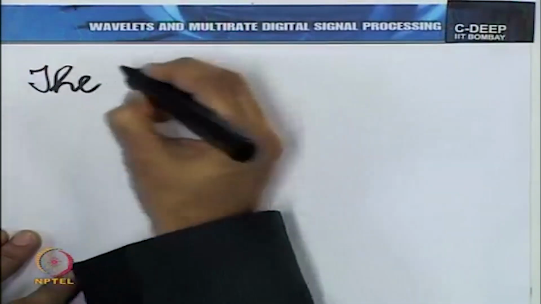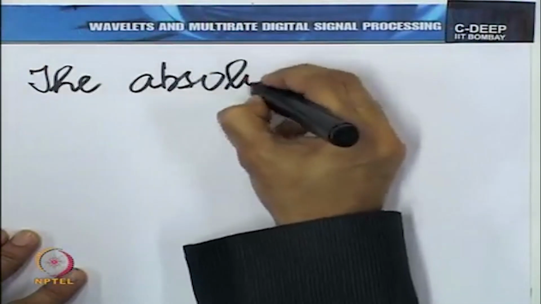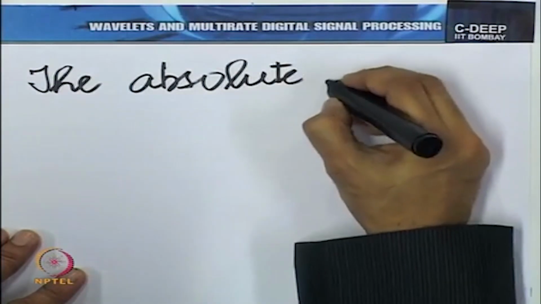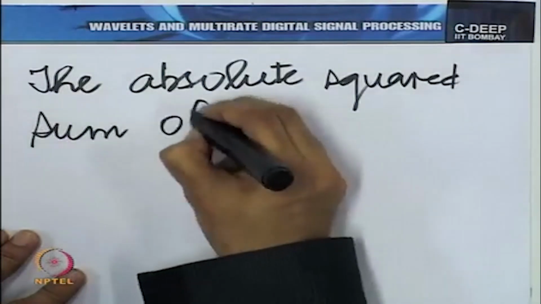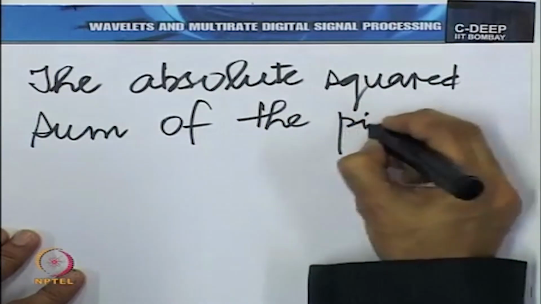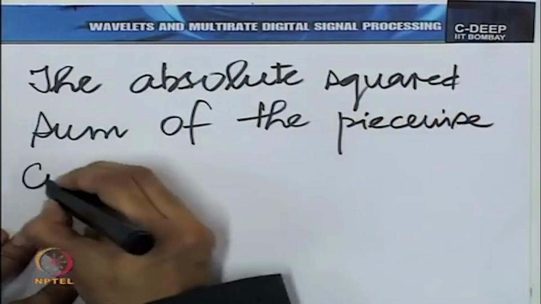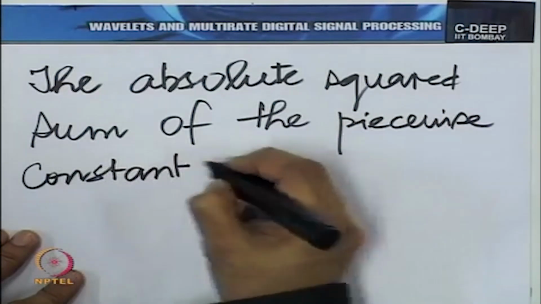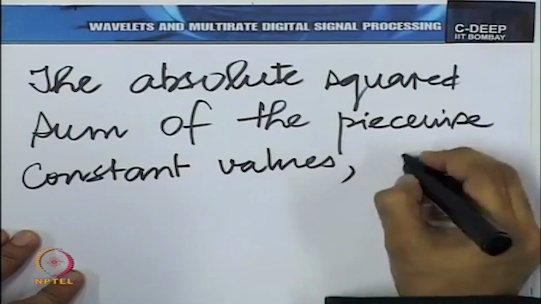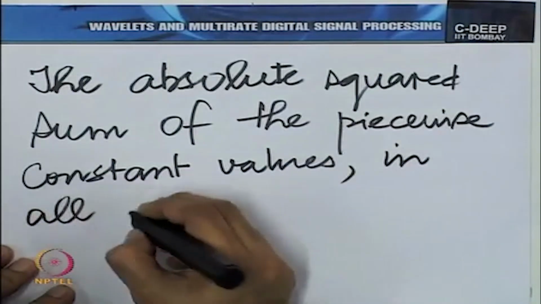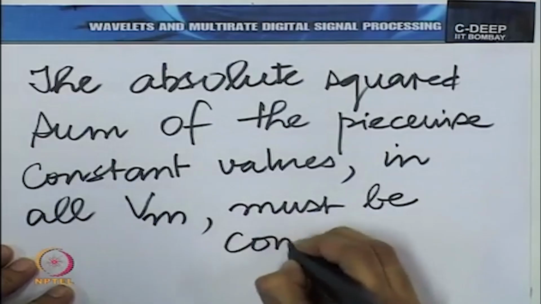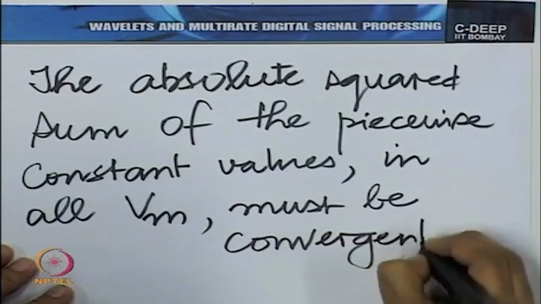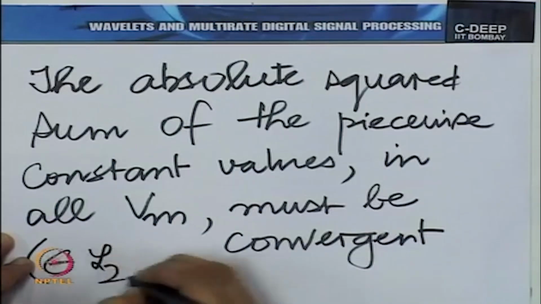So, we are saying the sum squared, the absolute squared sum of the piecewise constant values in all these V m must be convergent, and this follows from belonging to L 2 R.